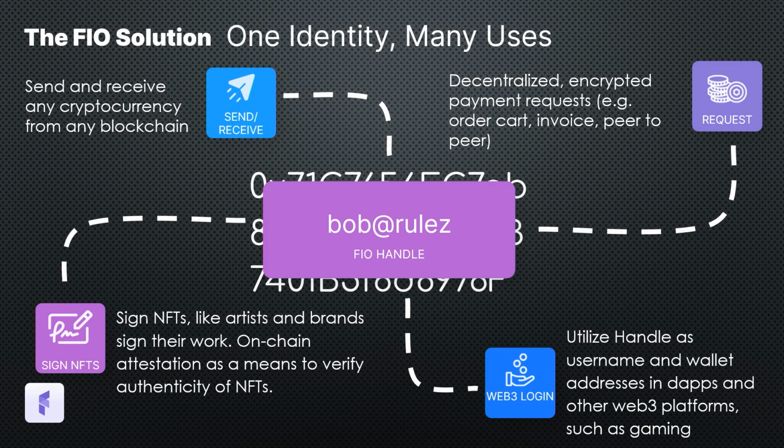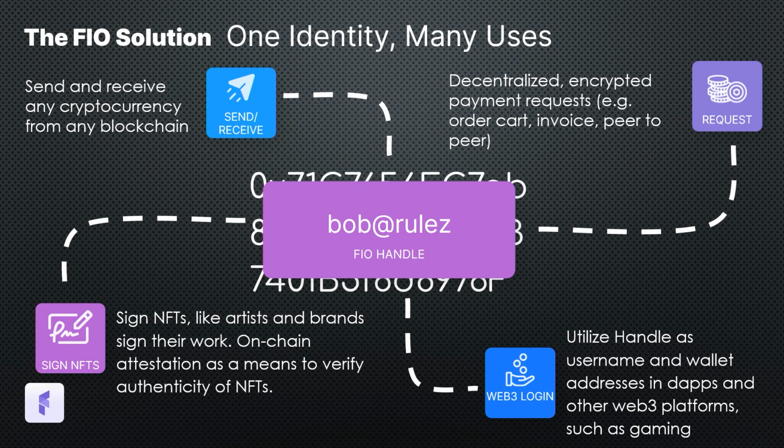So the FIO solution has many use cases, and it's more than just wallet addresses, right? I've got ENS, I've got some Unstoppable Domains. Not knocking those guys. We actually have had talks about working together on different things, but we do something different. We're also not designed to build websites on top of. So send and receive cryptocurrency is where we overlap.